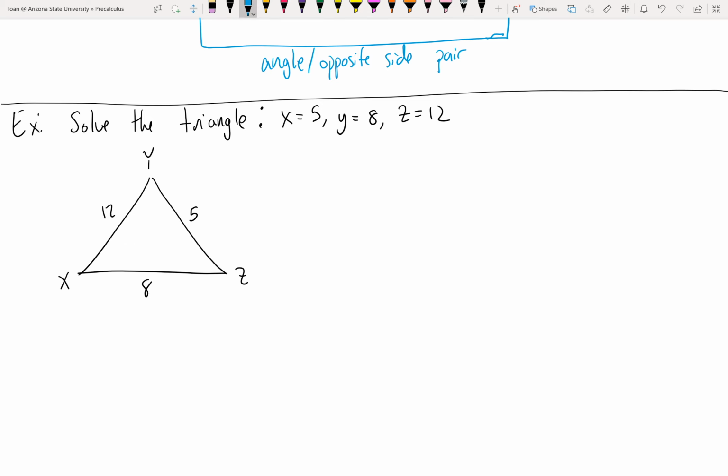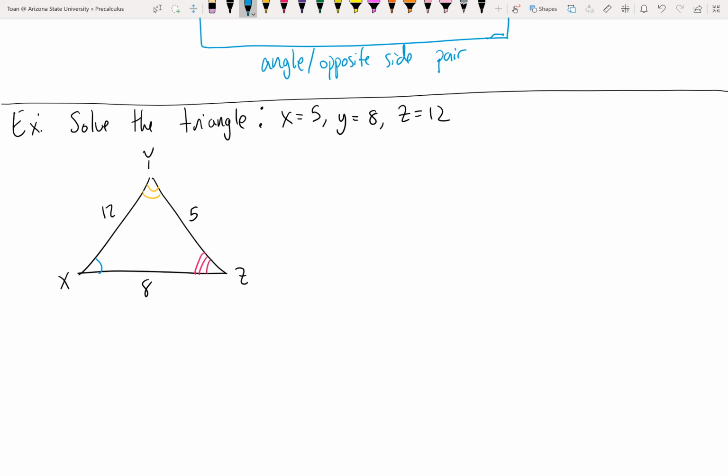In this particular problem, hopefully it's very obvious, we need to solve for angle x, angle y, and angle z. In this particular instance, it really doesn't matter which angle we solve for first. It all depends on what you feel like. Let's just go alphabetical order and solve for x first.